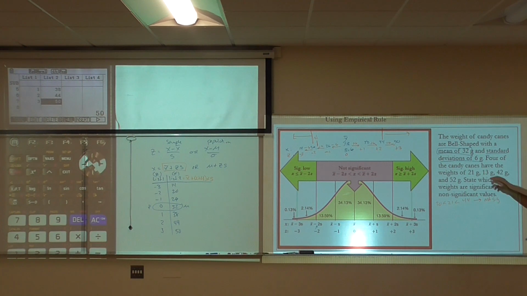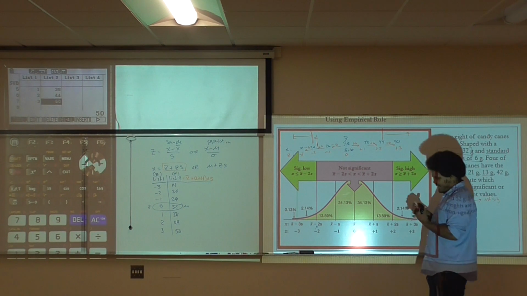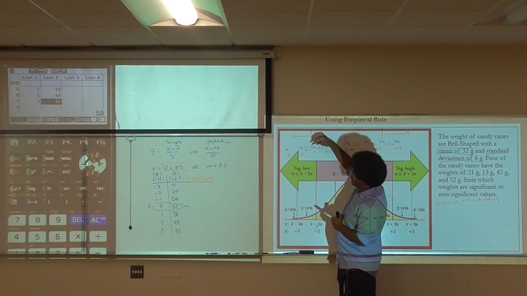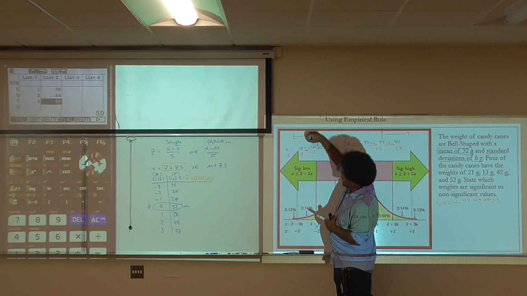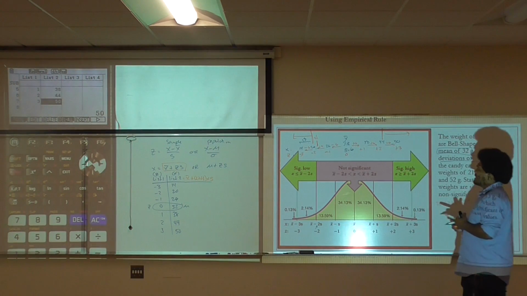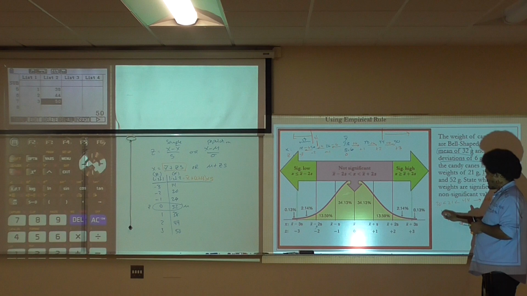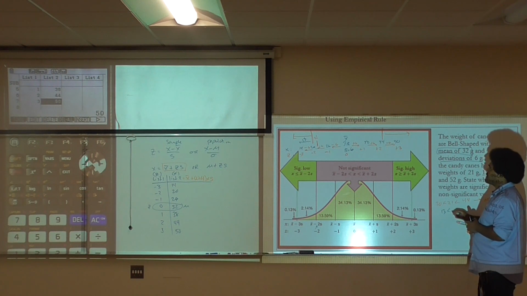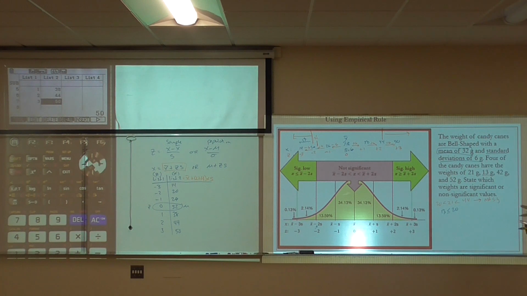The next one we're seeing here is 13. If you look at it, look where 13 is located. 13 is definitely out here in its range. So I'm clearly seeing that 13 is definitely less than or equal to the 20, which is 2 standard deviations away from the mean. So we definitely see this one as being significantly low. So there we are, significantly low. Let's go to the next one.